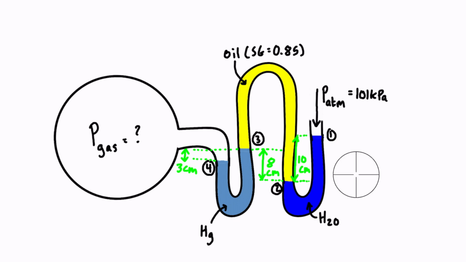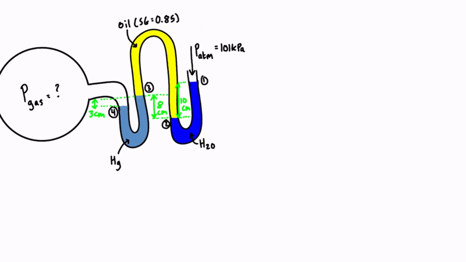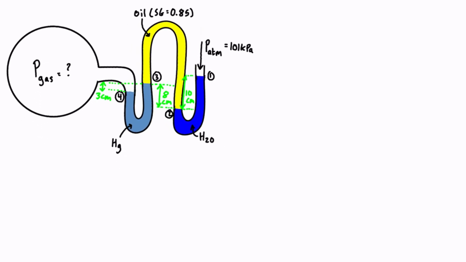So what we want to do is identify the pressure at point 1, the contact surface here. We want to figure out the pressure at point 2, the surface between the water and the oil. Again, the pressure at point 3, the surface between the oil and the mercury. And the pressure at point 4, the surface between the mercury and the gas, which will give us the gas pressure. To get started, let's make this a little bit smaller and put it in the corner so we have some space to write.